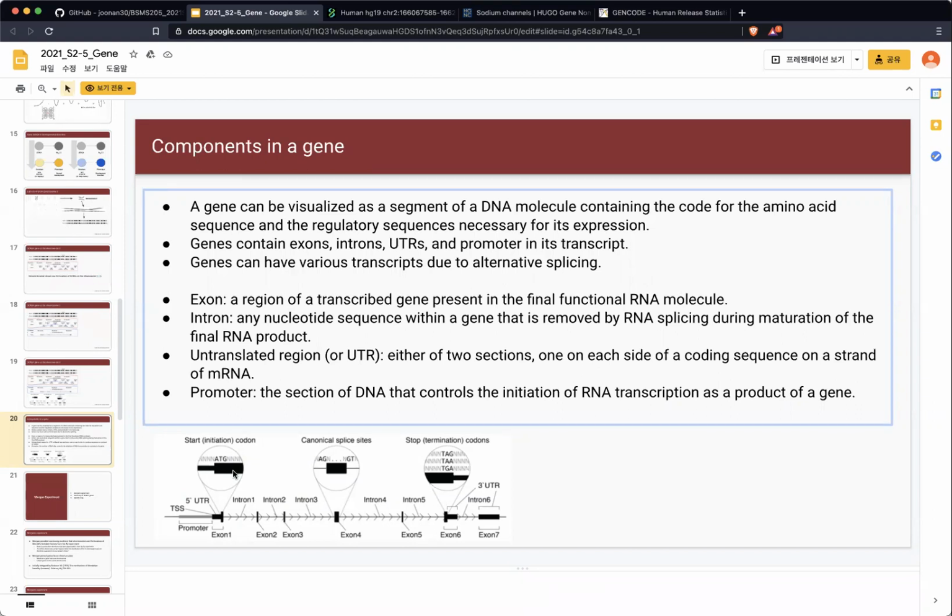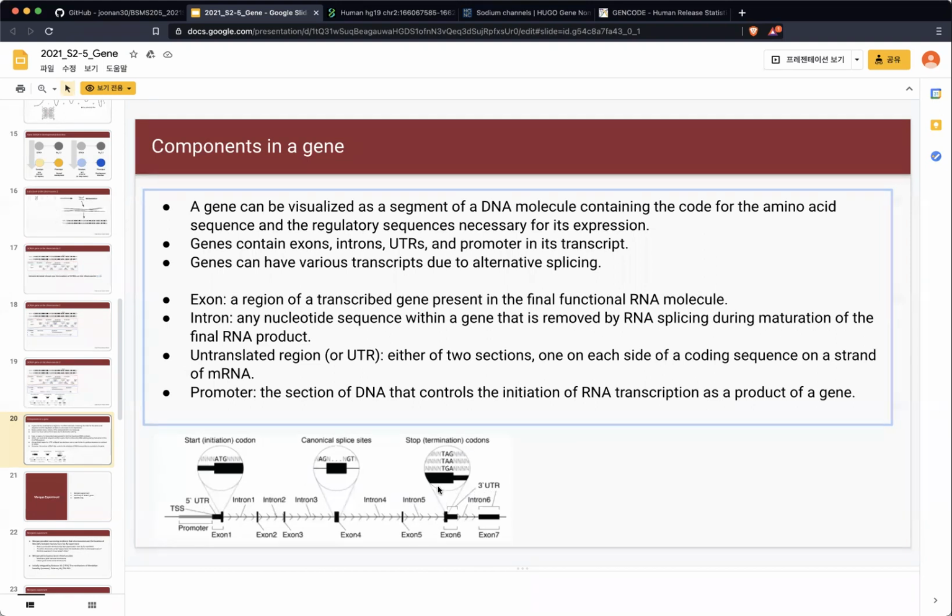And the intron is the genomic area between these exons, right? So between these exons, there is a long stretched genomic region, we call it introns, right? And UTRs, the untranslated regions, we have two sections, the 5' terminal and 3' terminal, and that's why we call them the 5' UTR and 3' UTR.